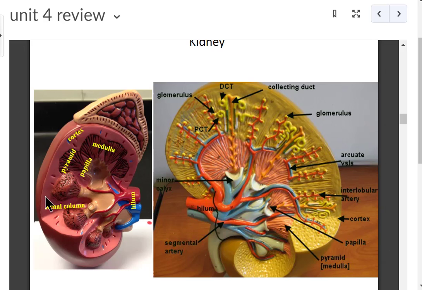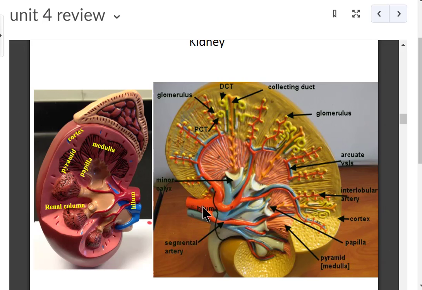And then a part of the cortex comes down in between these pyramids. These areas where the cortex comes down are known as the renal column. So this part here is the renal column, for example. Here where these blood vessels are seen, this is the renal column, okay? A lobe of the kidney is the pyramid with the cortex and a bit of the renal column on either side.